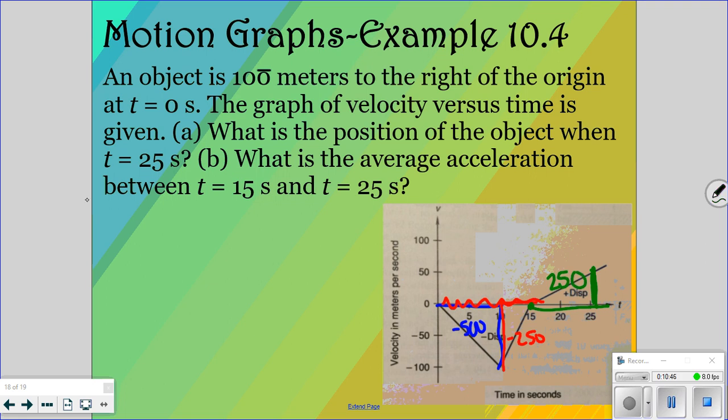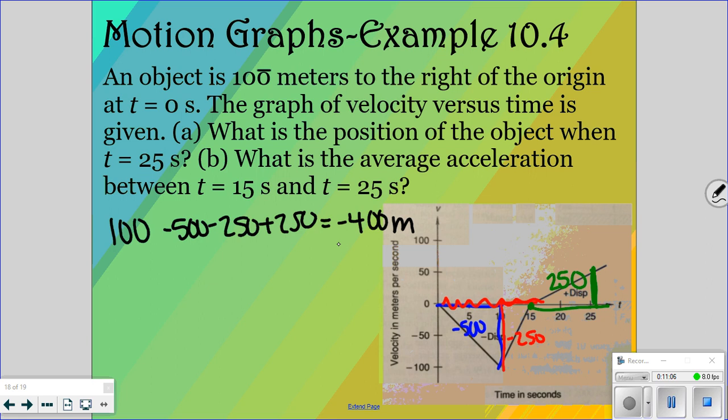So we started at 100 to the right, so that's 100, that's positive. And then we went minus 500, minus 250, and plus 250. So if you add those all up, you should get negative 400. And position is in meters for this one. We have only 2 sig figs for our graph, and this one has 3, so we're going to have to do 2 sig figs, so we're going to put a bar over the first 0, like that.